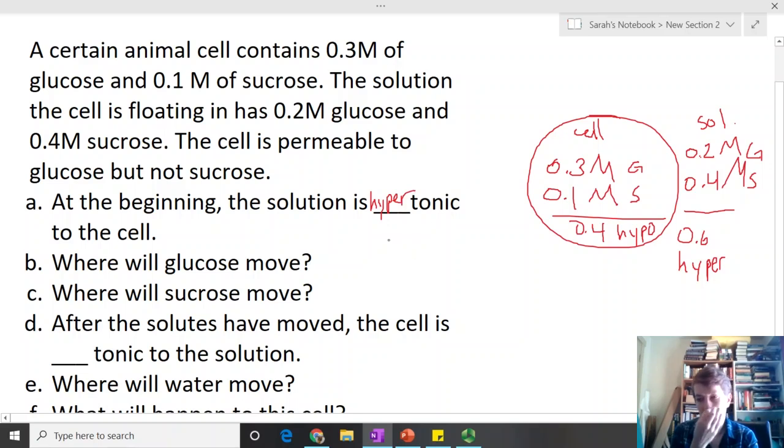Now it's asking us where things will move. Unless it told us there was ATP, we're going to assume that everything can go from where it's at high concentration to where it's at low concentration. Also remember that not everything can go through a cell membrane. Only the things the cell is permeable to can go through. It tells us the cell is permeable to glucose, so glucose can go through the membrane, but not sucrose. So sucrose cannot move through. The glucose is 0.3 in the cell and 0.2 outside, so it's higher inside, and it's going to move towards where it's lower on the outside. So glucose is going to move out of the cell. Sucrose is not permeable, so it doesn't move.